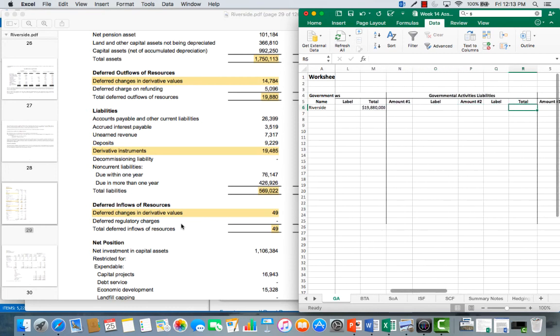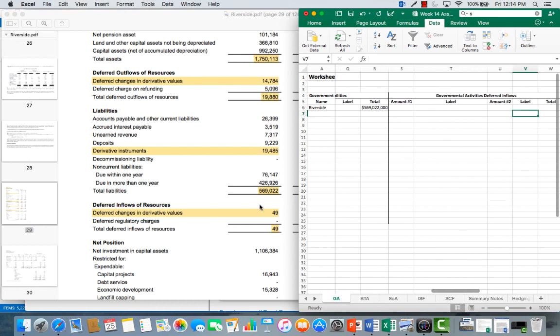So the next group here, liabilities. There is a liability right here of $19,485,000. The label is again derivative instruments. There is no second item there. The total liabilities are right here, $569,022,000.